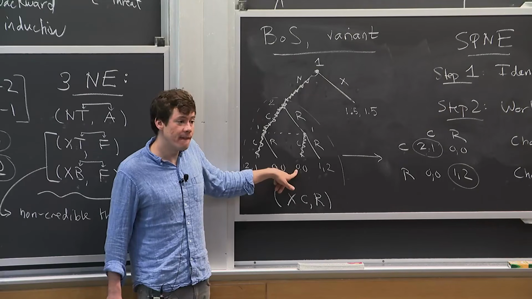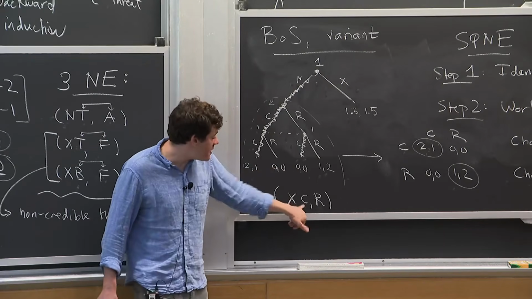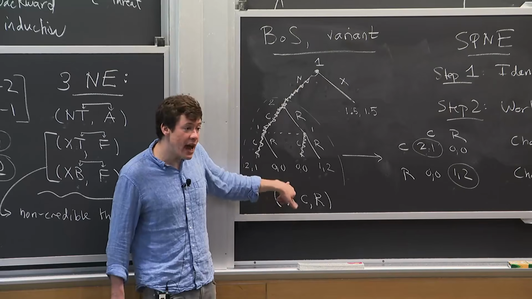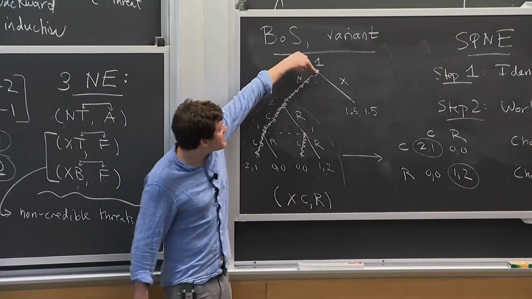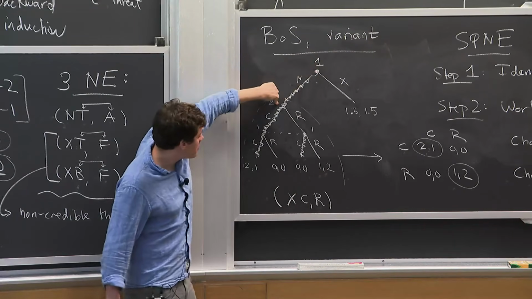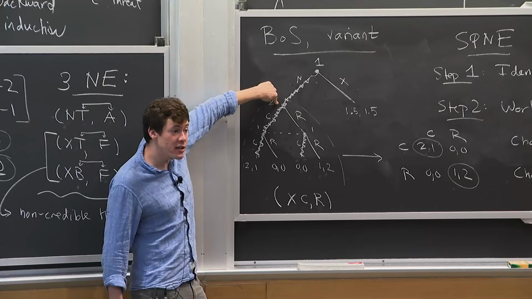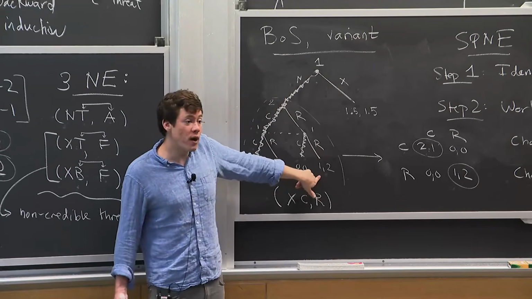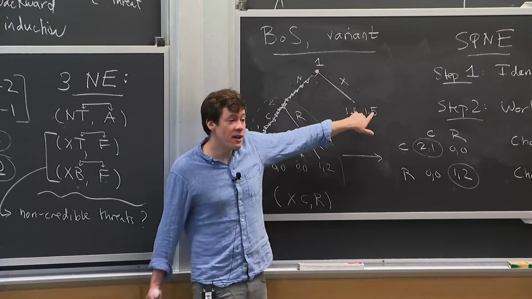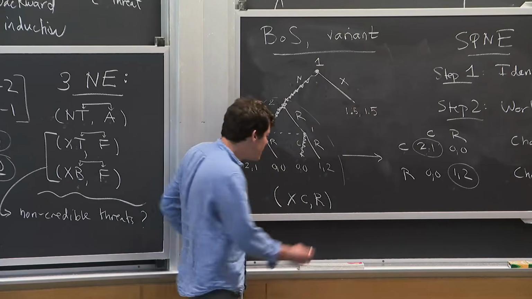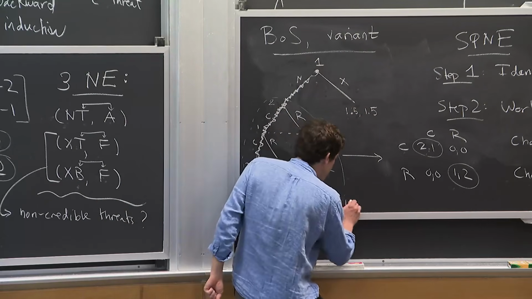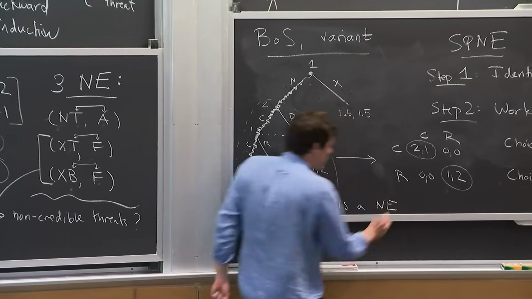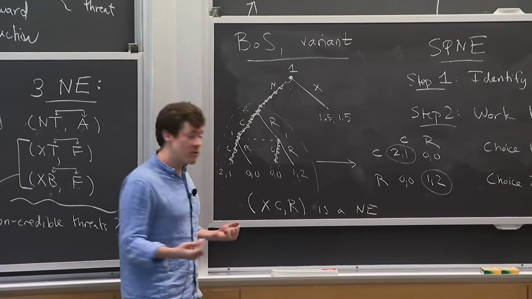Yeah? Doing R. Yeah, so in fact, instead of XC, I think my best deviation is going to be NR. So instead of doing X, I'm going to enter, and then because I believe that player 2 is going to go to the Red Sox game, I also want to go to the Red Sox game, and that gives me a payoff of 1. But that's still worse than my payoff of 1.5. So indeed, this is a Nash equilibrium, but not a subgame-perfect Nash equilibrium.